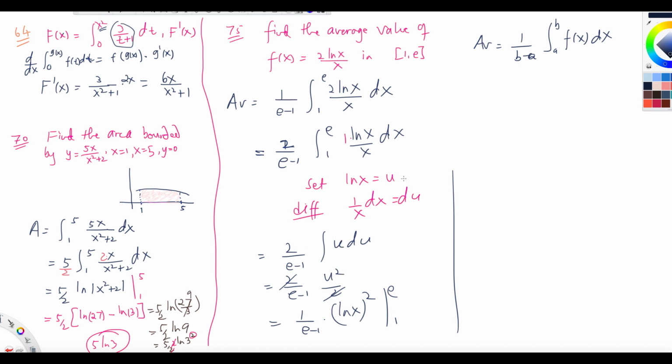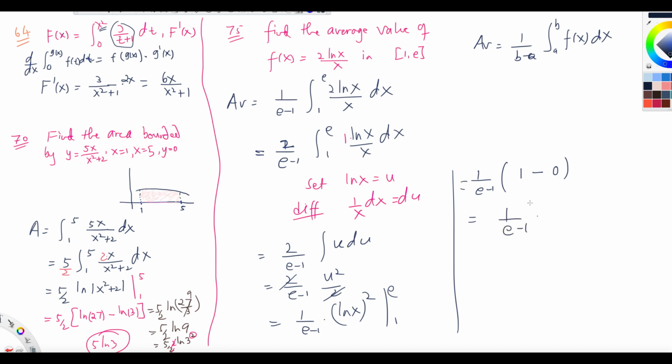Or, if you want to, you can replace the 1 and e by the corresponding limits, because if you write x equals 1, you will get u equals 0, and if you put x equals e, then you will get u equals natural log of e, which is 1. You can write 0 to 1 here, or you can go back and use the limit of x after you replace natural log of x. So you write 1 over e minus 1. Now plug in e. Natural log of e is 1, right? 1 squared is 1, minus natural log of 1 squared, which is 0. So basically your final answer is 1 over e minus 1.